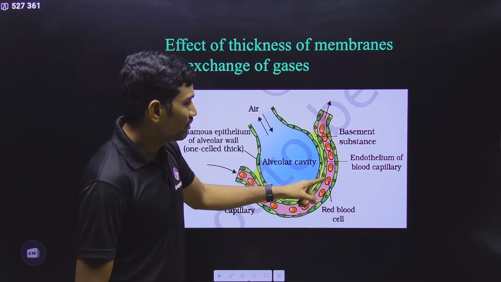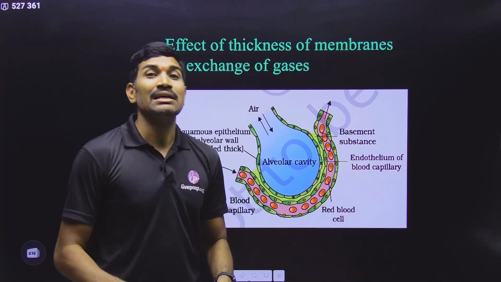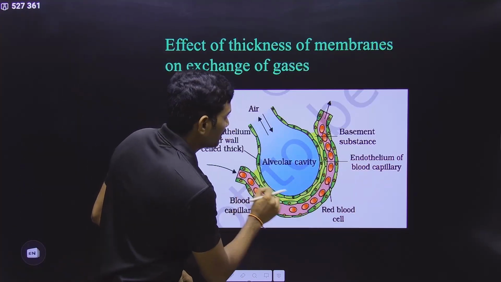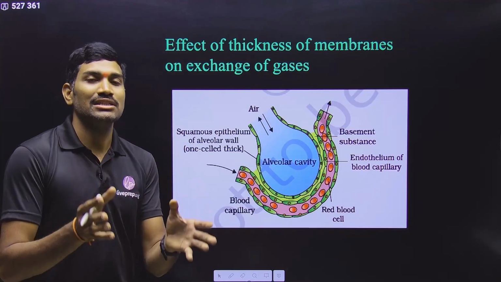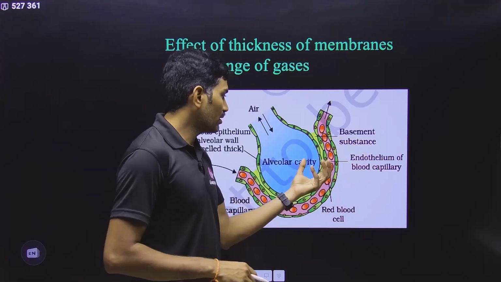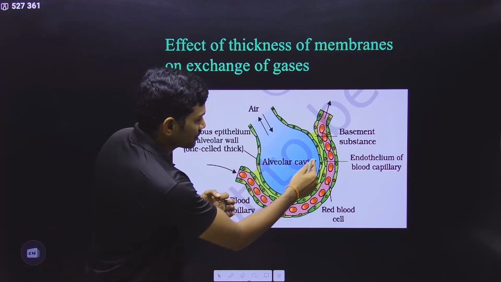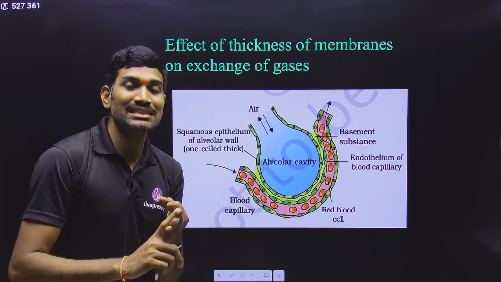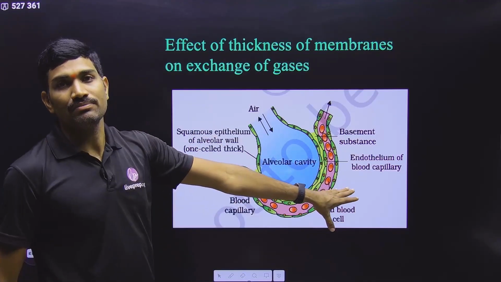Next one, let us see the wall of the blood capillary. Wall of the blood capillary is called endothelium of blood capillary. This is also simple squamous epithelium. In between this, they have mentioned the basement substance. This is not having the cells. It is having various types of fibers and some other substances. Its function is to provide support for both of these walls. In this way, overall, three components: wall of the alveolus, basement membrane, and wall of the blood capillary. These three combined are forming the diffusion membrane at the alveoli.